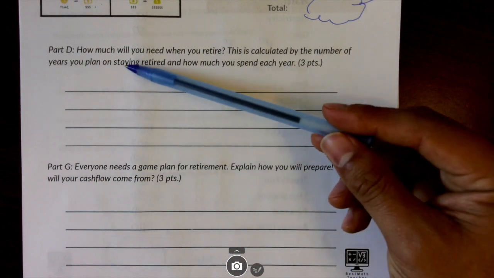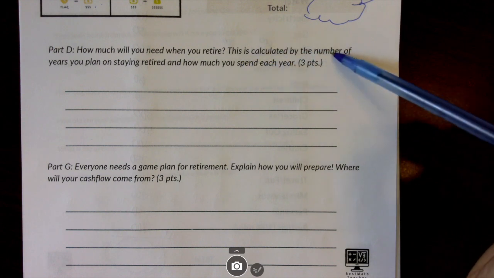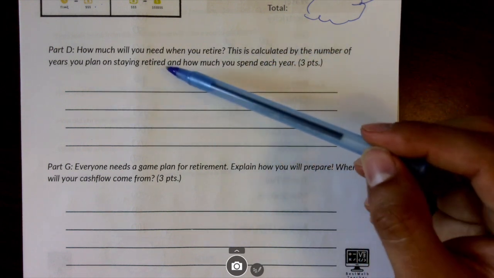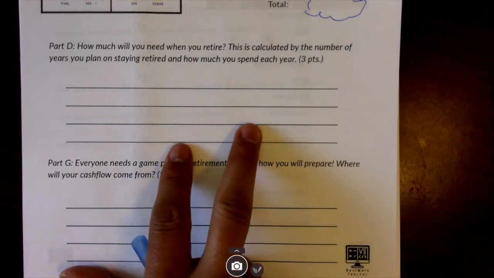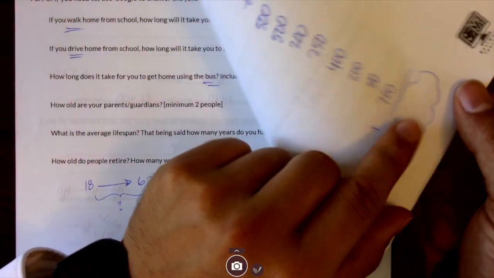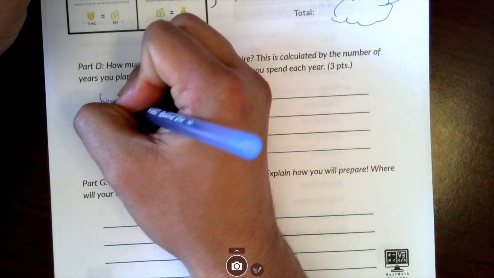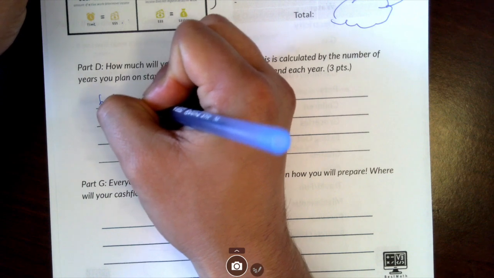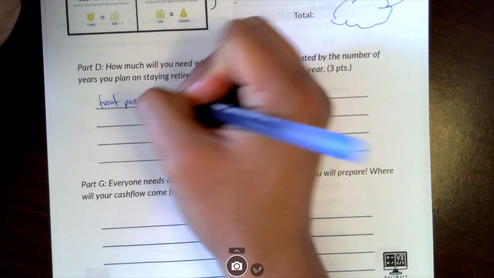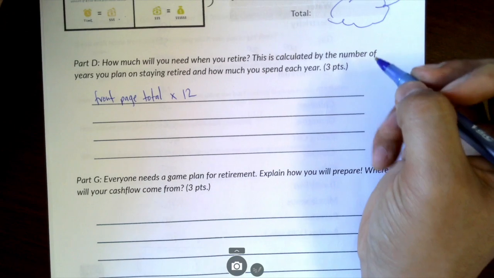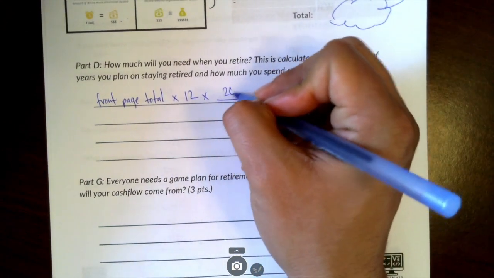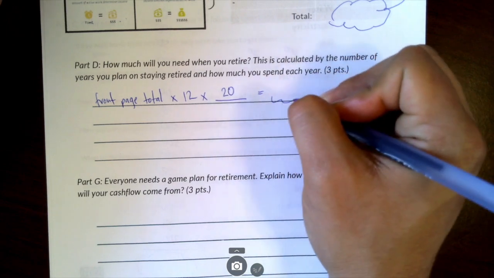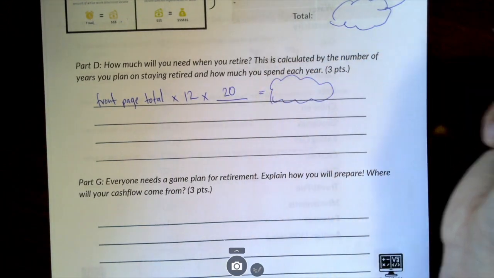Like, how much do you need to retire? This is calculated by the number of years you plan on staying retired and how much you spend each year. So if you spend this much money from the front, you got to multiply that. So the front page total times 12, and then you got to multiply that times however many years you want to stay retired. So let's just say at least 20. So this is your grand total. That's how much you need.